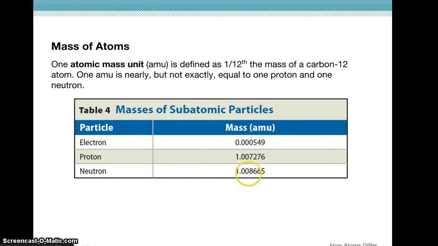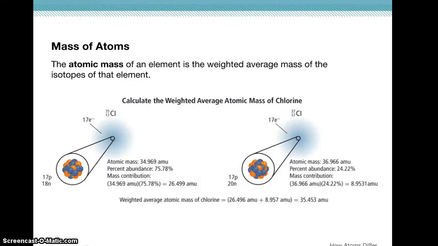And you can see using AMU what the mass of each of the subatomic particles are. So that's why we can call the number of protons and neutrons the mass number, because it's very, very close to the actual mass of an atom. Now, when you look at the periodic table, the atomic mass that's given isn't a whole number. It's a weighted average mass of all the isotopes.